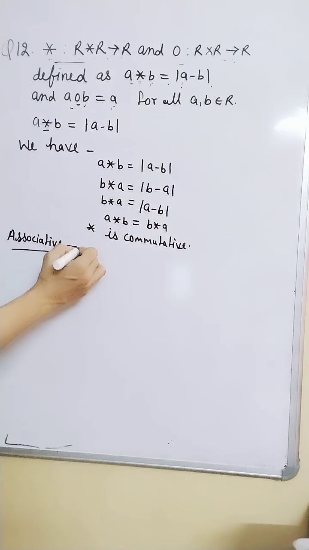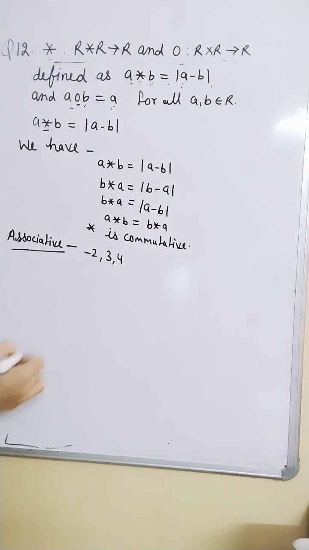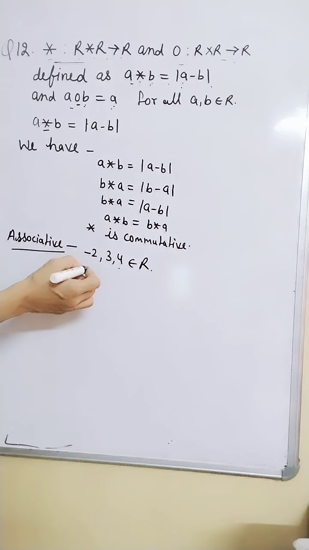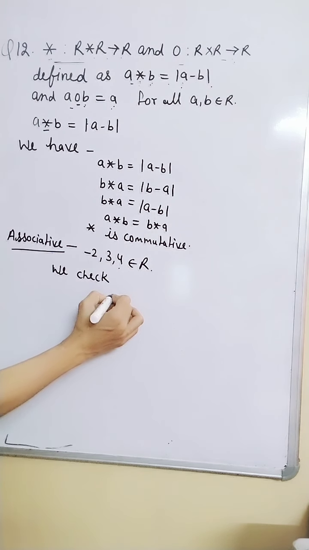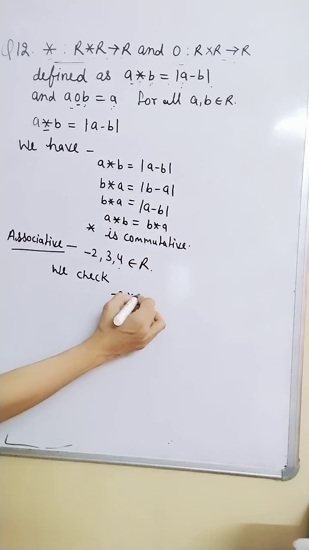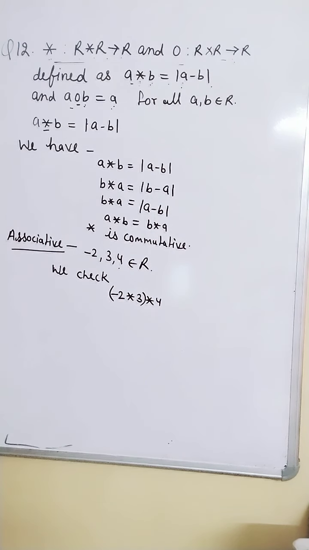we will take three numbers, -2, 3 and 4, suppose. These three numbers belong to real numbers, yes, so these belong to R. Now we will check whether for these three numbers this operation is associative or not. So we check (-2 operation 3) operation 4. First we will apply between these two.